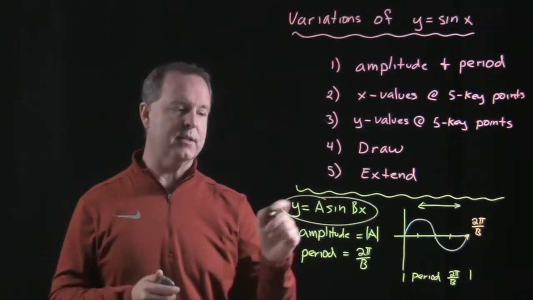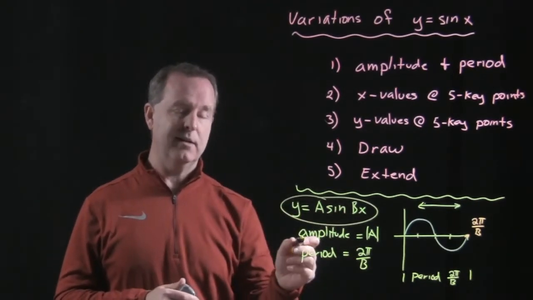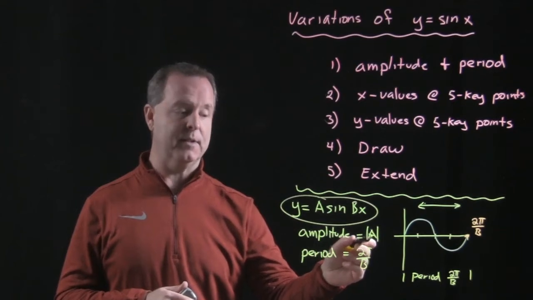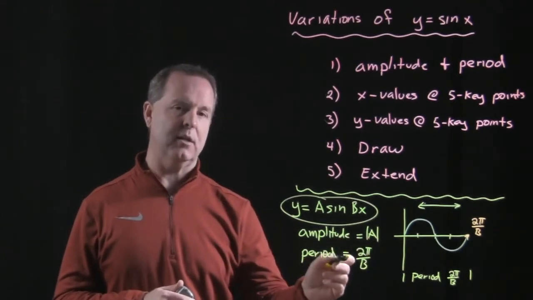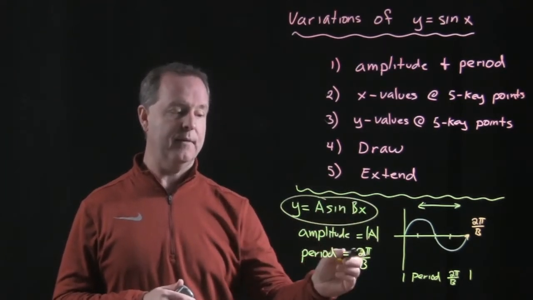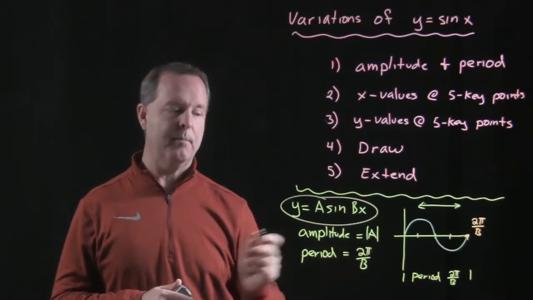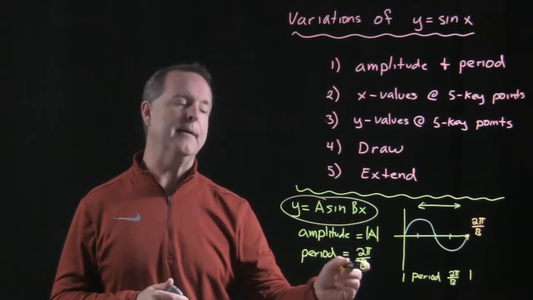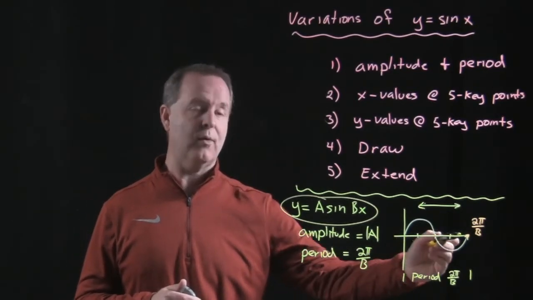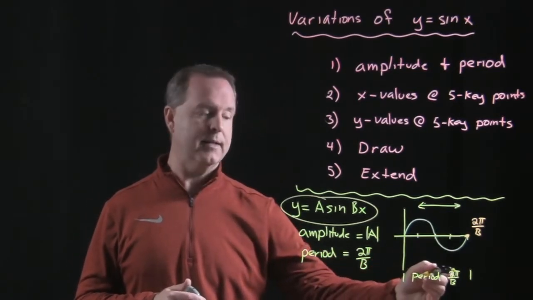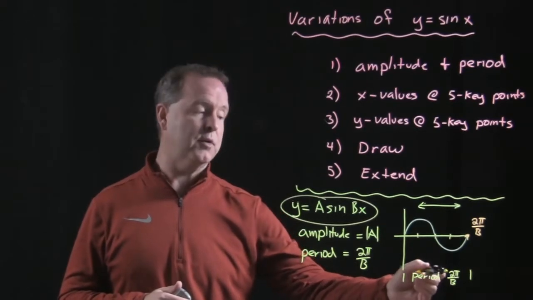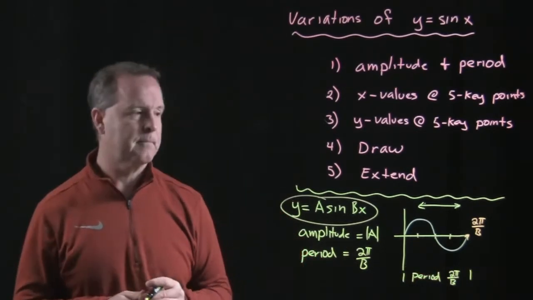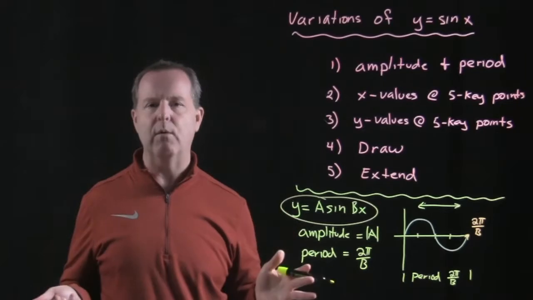And what we'll do is look at some examples. We can identify the period and the amplitude, but the period will change a little bit. With a sine graph, the basic period is 2 pi, but we are going to stretch or shrink that by a ratio of b. That will take our normal graph and change the period to 2 pi divided by b. So let's look at an example of how that would play out.